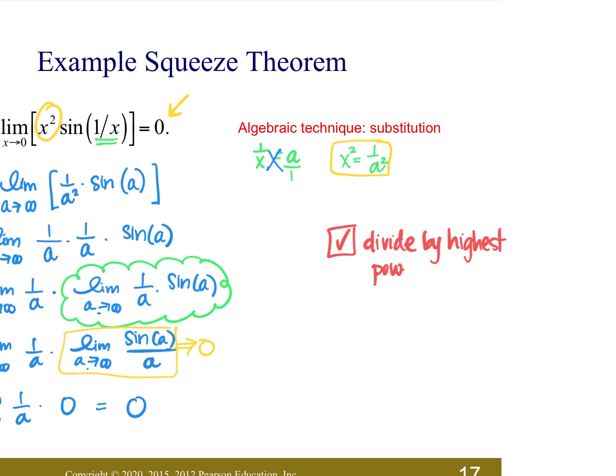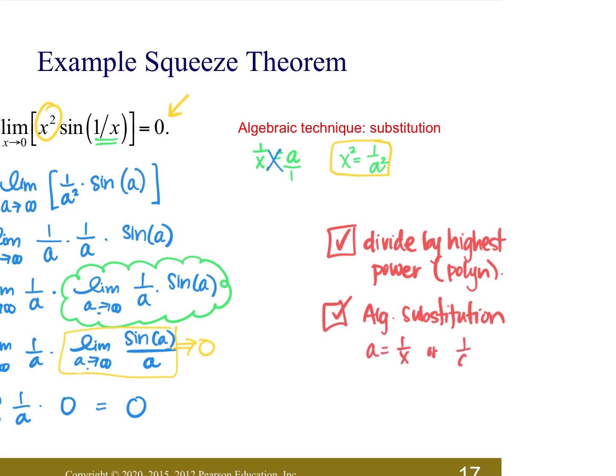That works for polynomials. If it's not a polynomial, then your other technique is going to be an algebraic substitution. You're going to try to switch out a for 1 over x or 1 over a for x. Use a reciprocal substitution, some kind of reciprocal property, and that will alter your limit and allow you to work algebraically with it. So when you're finding an end behavior model, which means finding a limit approaching infinity, those are two of the strategies you're going to rely on.